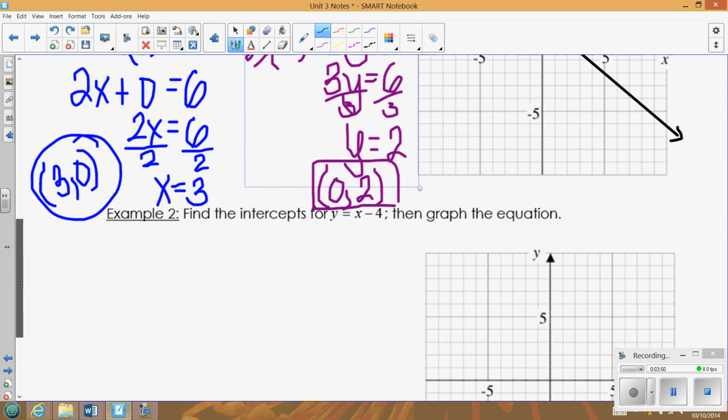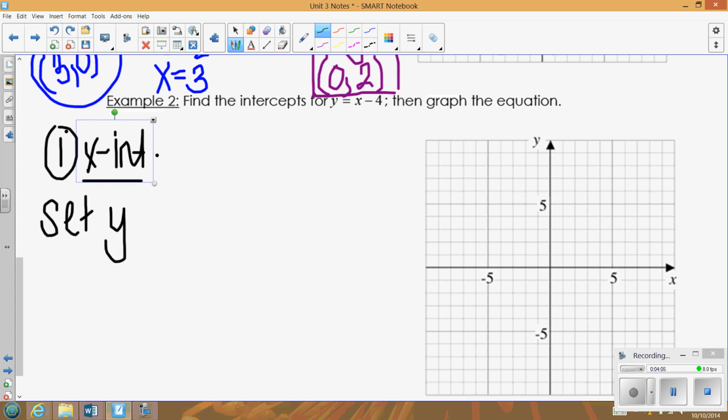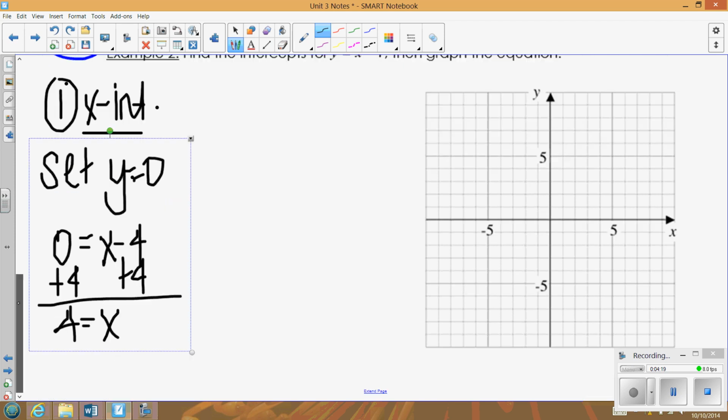Alright, so let's look at one more example. Find the intercepts for y equals x minus 4, then graph the equation. So first we'll find the x-intercept. Doesn't matter the order that you find the intercepts, but this means set y equal to 0. So I'm going to plug in 0 for y and solve for x. So add 4 to both sides. 4 equals x means my x-intercept is the coordinate (4, 0). X equals 4, y equals 0. So we can go ahead and plot that. 4 to the right, and then we don't move up or down.